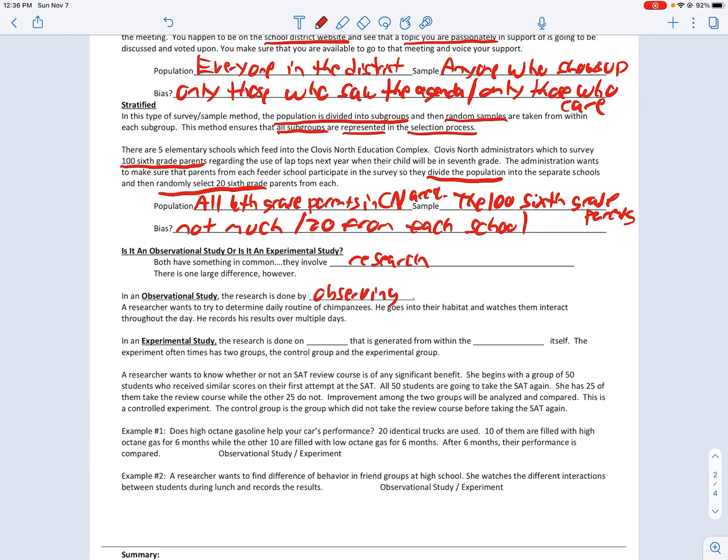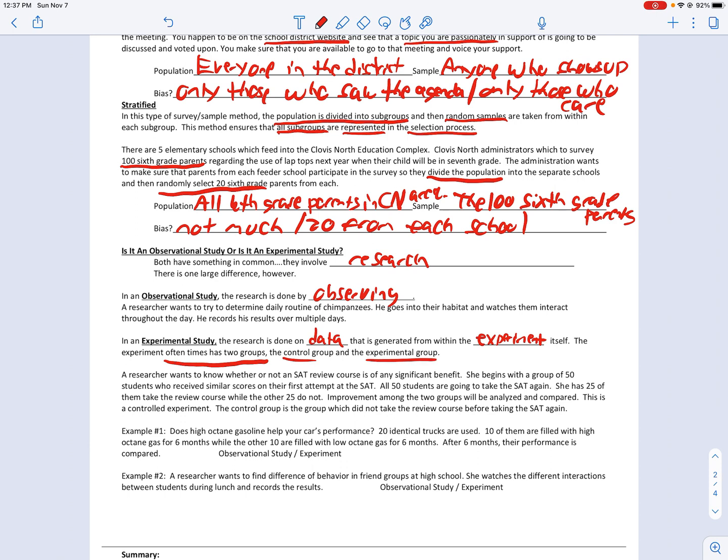So an observational study, the research is done by observing. So a researcher wants to try to determine the daily routine of chimpanzees. He goes into the habitat and watches them interact throughout the day. He records the results. An experimental study, the research is done on data that's generated from within the experiment itself. The experiment often will usually contain 2 groups, a control group and an experimental group.